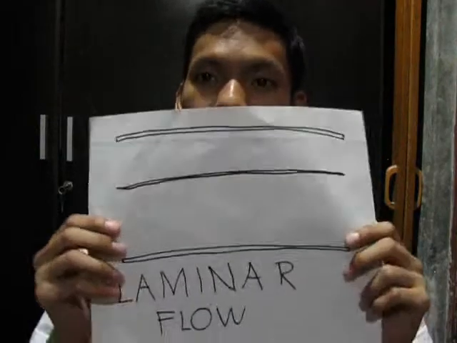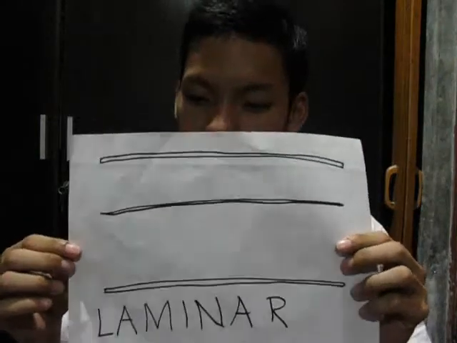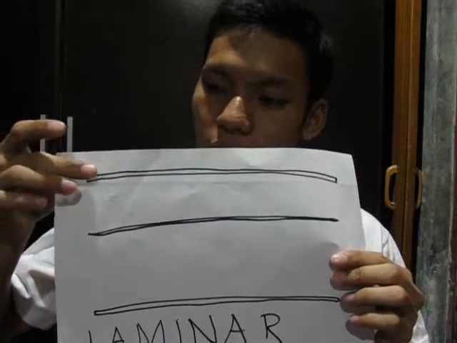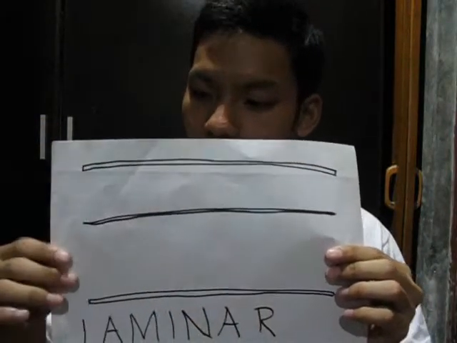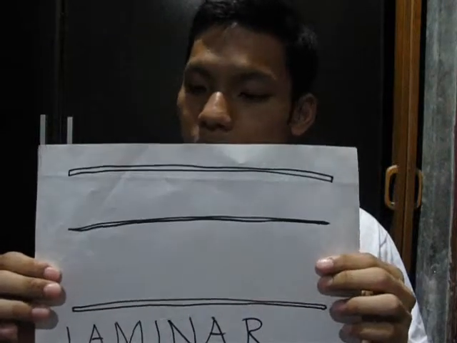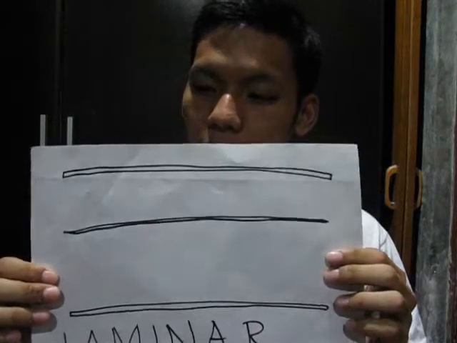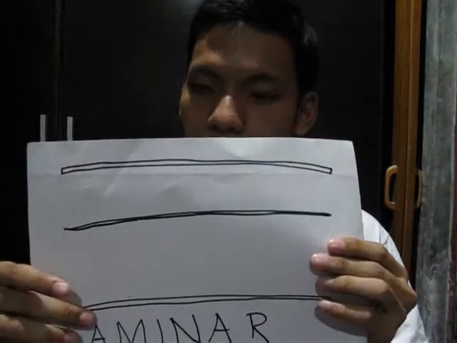Now I'm going to discuss the types of flows. First one is laminar, next one is transitional, then last one is turbulent. As you can see here, the laminar flow. This is the pipe, and this is the flow of the fluid. So you can see the flow of the fluid is straight and parallel to the pipelines.